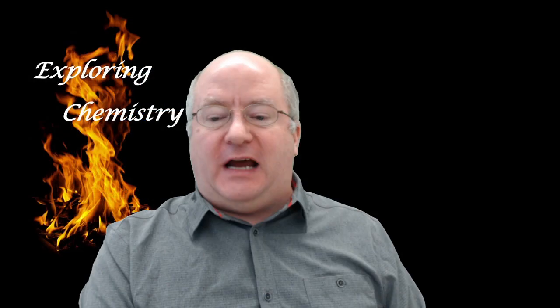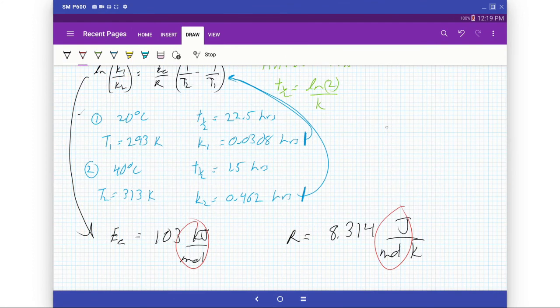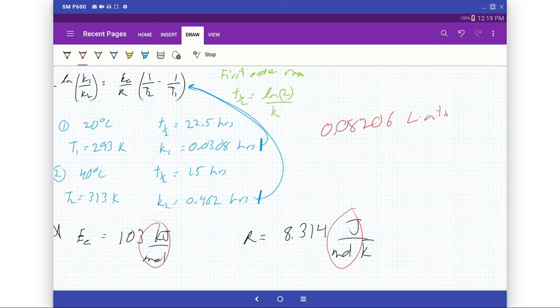R is just a proportionality constant. It's commonly called the gas constant, and it has many different values that we end up using. Other common values of R are 0.08206 liters atmospheres per mole Kelvin, and 0.08314 liters bar per mole Kelvin. There are easily another 4 or 5 that are used in different aspects of chemistry. All that changes, of course, is the units associated with them.